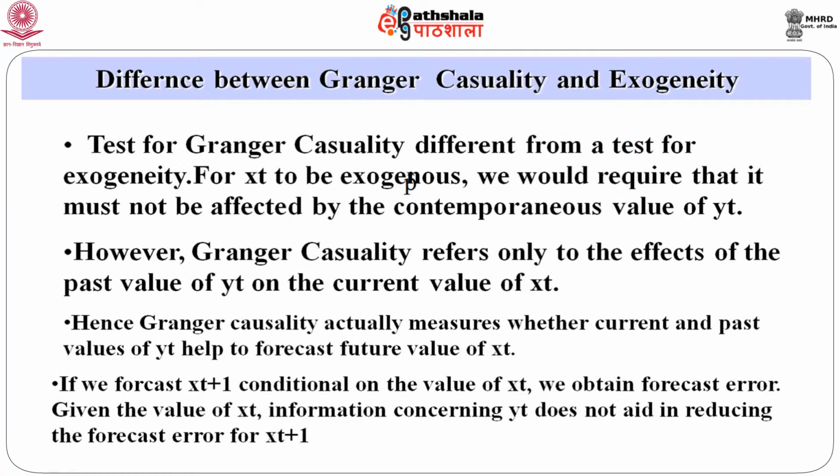Now, if we forecast xt+1 conditional on the value of xt, we obtain a forecast error. Given the value of xt, information concerning yt does not aid in reducing the forecast error of xt+1. So, if yt does not Granger cause xt, then incorporating yt will not affect the forecast error of xt+1. That is why we say that yt does not Granger cause xt.